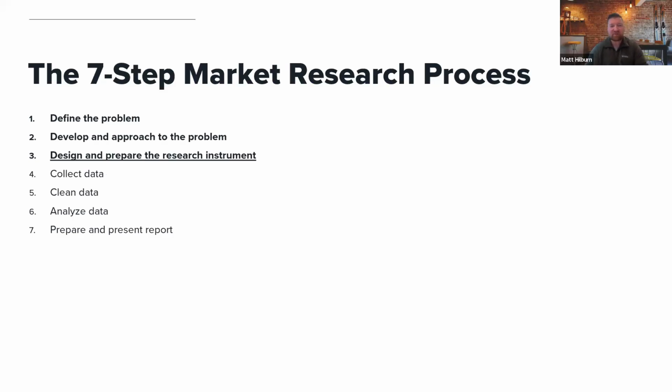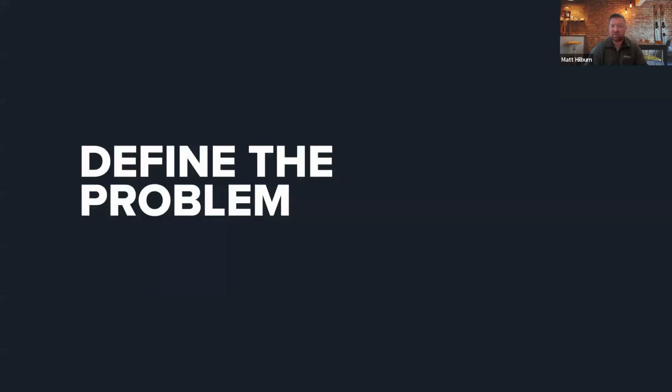Depending on the author, sometimes it's not 7 steps, sometimes it's a little different. But for this presentation, we're going to focus on the first 3 steps of the market research process, which is defining the problem and developing an approach to the problem. And we'll just touch on those a little bit because we really do need to talk about those before we can talk about physically writing a survey. But then the majority of this discussion will focus on designing and preparing the research instrument.